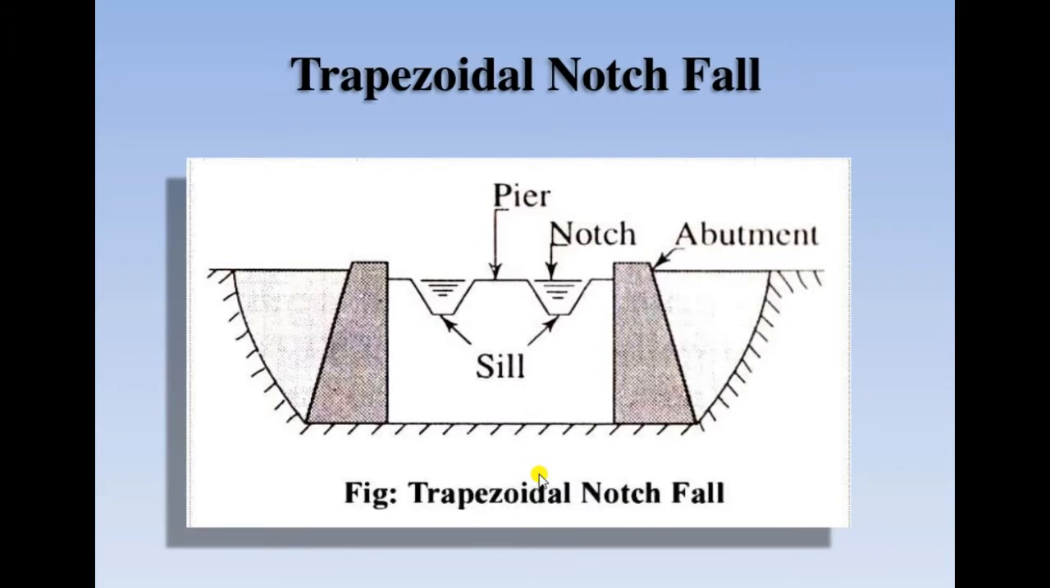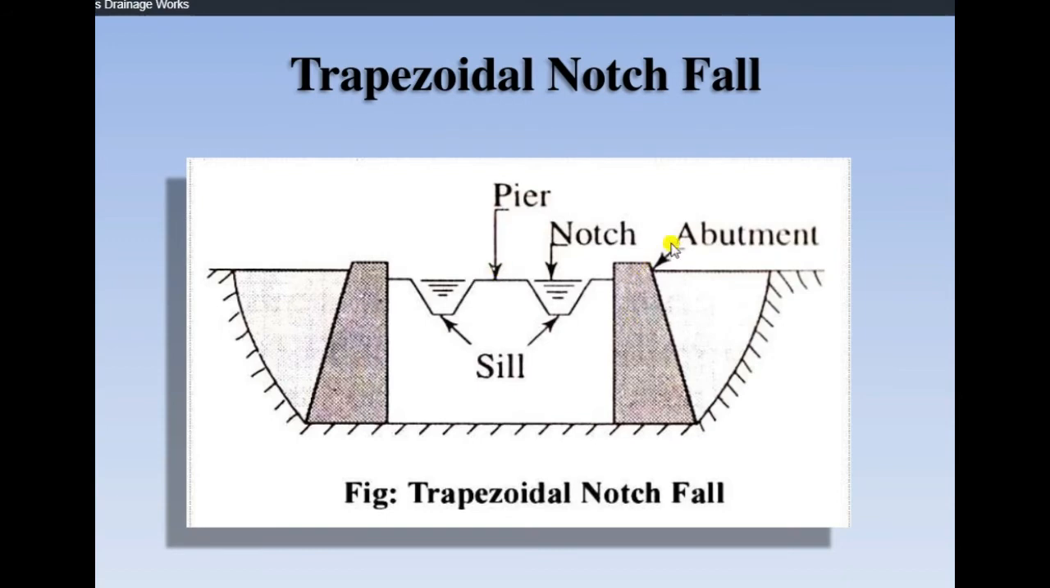Now see the notch fall. That is the cross section of the notch fall. In that, an abutment is created and some notches are created, and those are the sills.